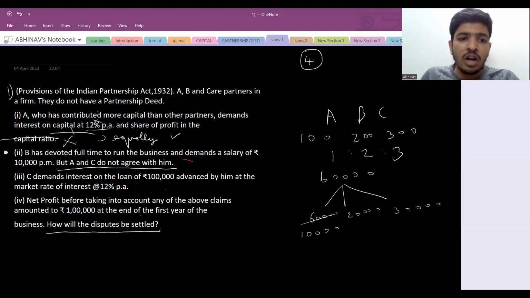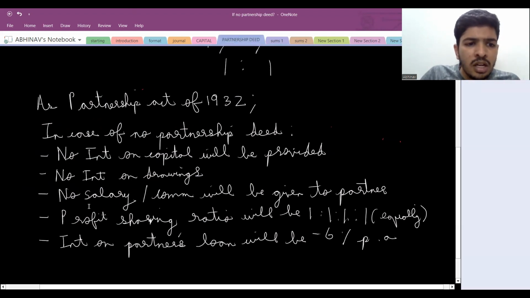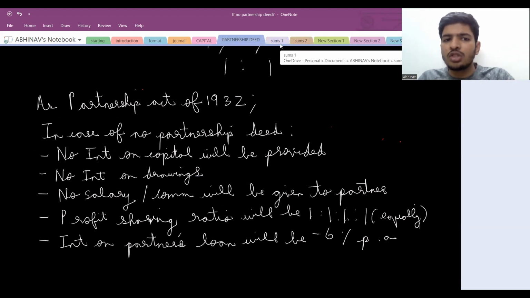But if they don't have a partnership deed and they simply agree, then also it's assumed that they don't have a partnership deed. So B has devoted full time to run the business and demands a salary of 10,000 per month. This also is not allowed because there is no partnership deed. And the rule clearly says that if there is no partnership deed, then no salary or commission will be given to the partner. Correct. See, these questions, when there is no partnership deed, it's mostly theoretical.